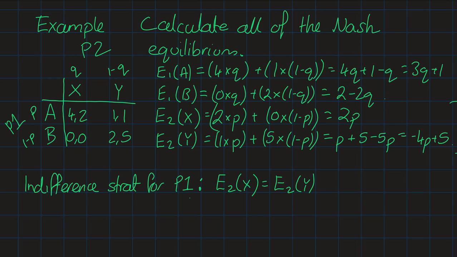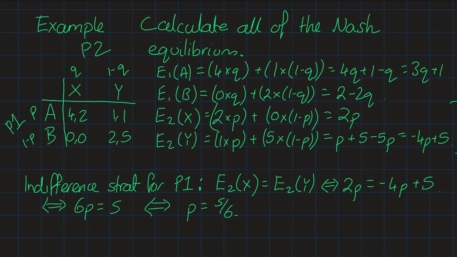Don't get confused because here it says 1 and here it says 2. This is just how the notation works. The indifference strategy for player 1 is the value of P which makes E2 of X equal to E2 of Y, i.e. 2P equal to minus 4P plus 5, which is equivalent to 6P equals 5, which is equivalent to P equals 5 over 6. So the indifference strategy for player 1 is given by 5 over 6, comma 1 over 6.